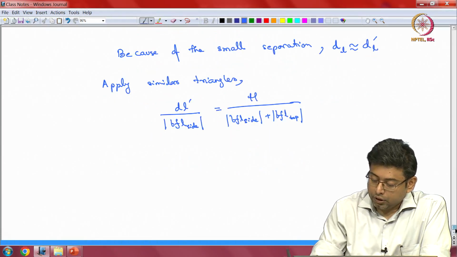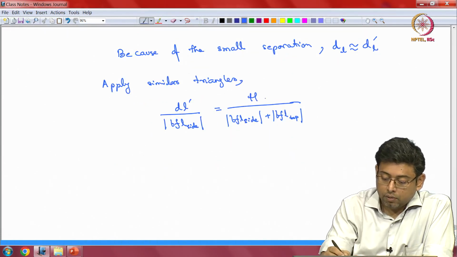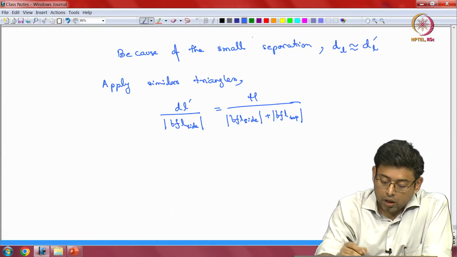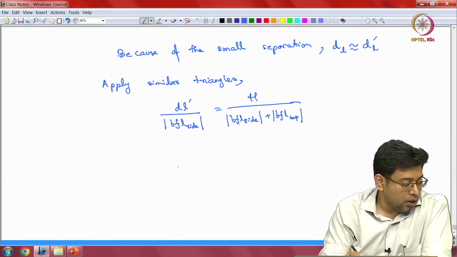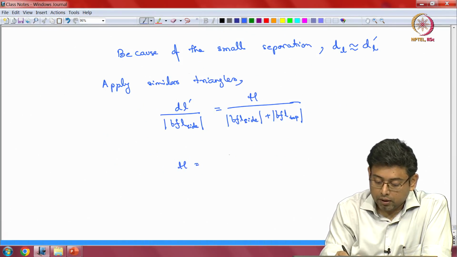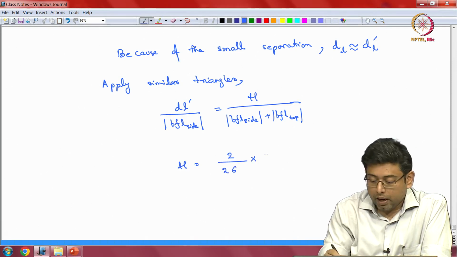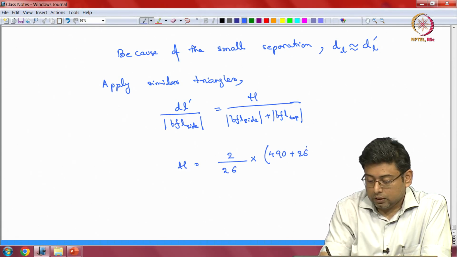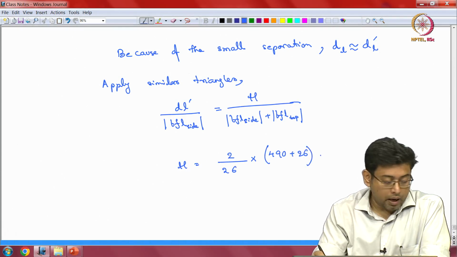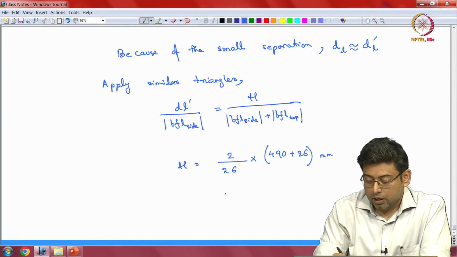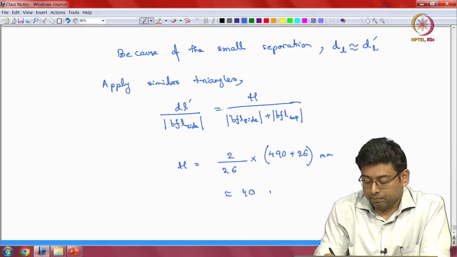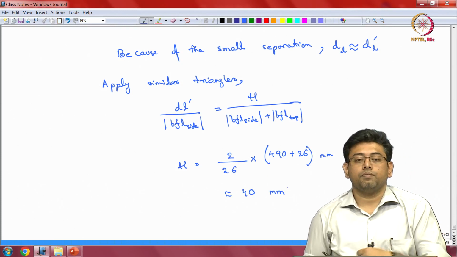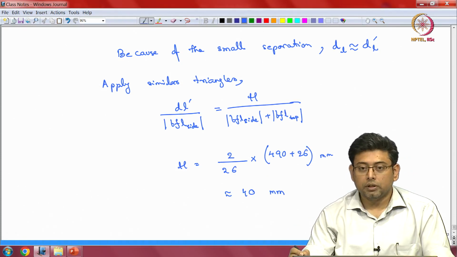So my h here you can calculate. This is known to you, so h is nothing but 2 divided by 26 multiplied by 490 plus 26. Okay. So this is in mm, and this comes out to be something around 40 mm. Okay. Again, you should double check my numbers.